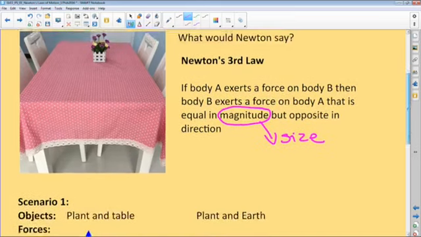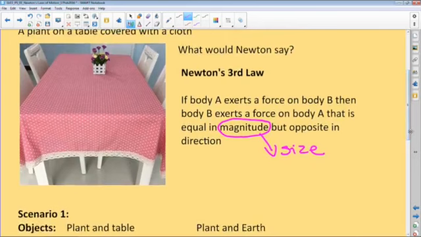So let's quickly break this down. According to Newton's third law, you've got to have two bodies. You've got to have body A and you're going to have body B. And it doesn't matter what they are. So this could be a man and a chair. And it could be a table and the ground. It doesn't matter what the objects are. It just is looking at how two objects relate.